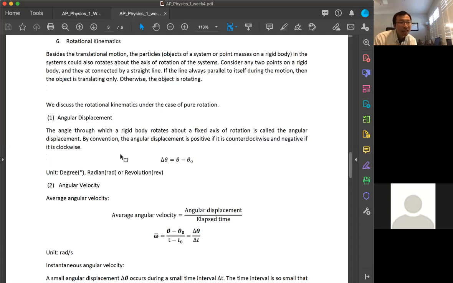The rotational kinematics, just a quick recap. You can find that the terminology is pretty similar to that of translational motion, right? It just has the word angular added in front. It will have an angular displacement, right? Just like for a certain amount of time, how much angle is rotated, you can picture it that way.